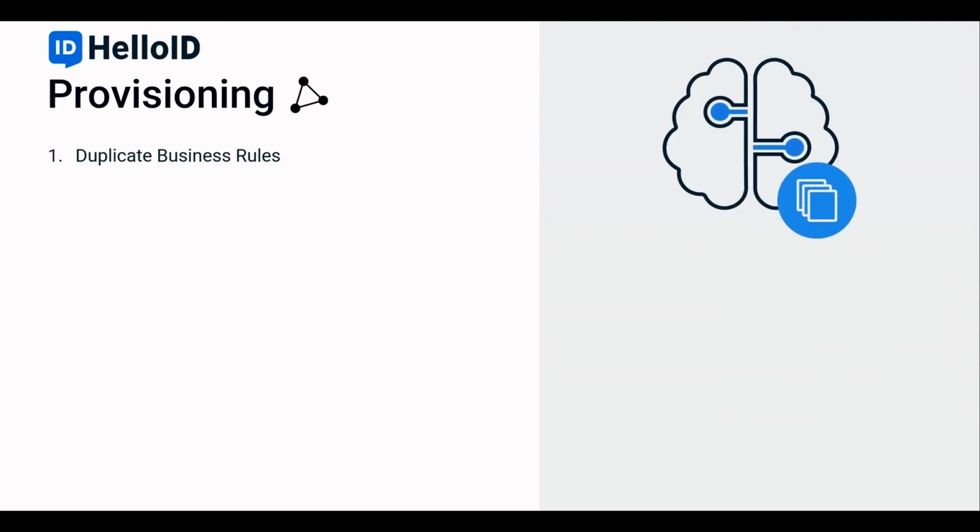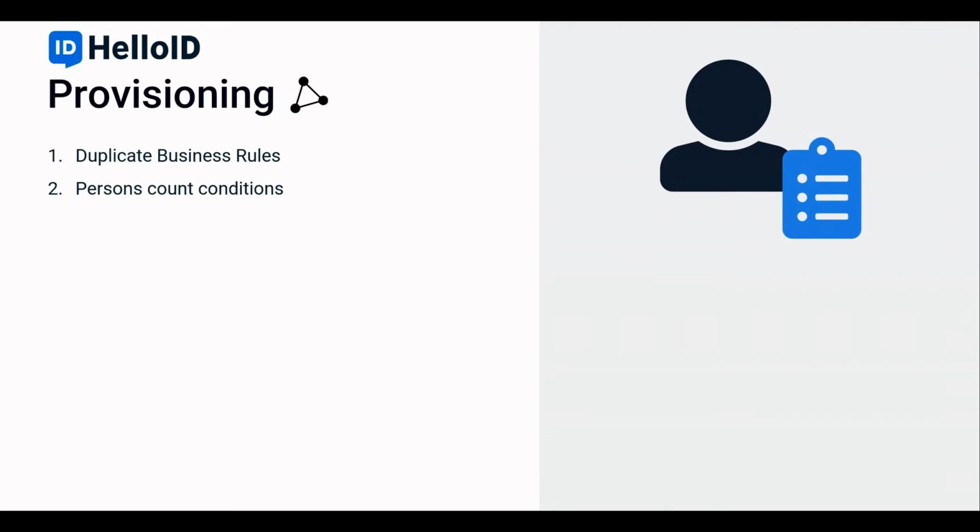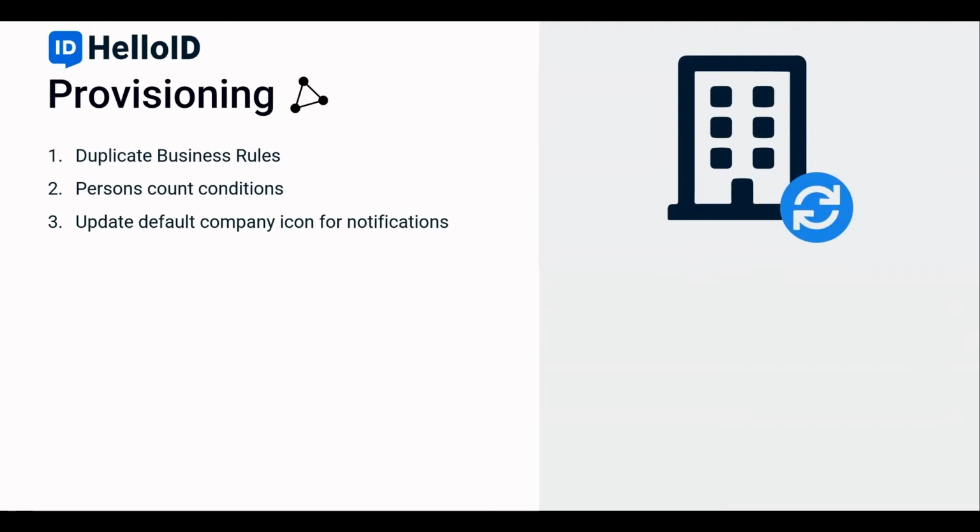First, duplicate business rules. With this new feature, we have introduced the possibility to easily copy or duplicate an existing business rule directly from the UI. Second, persons count conditions. For all the grid components that are being used in HelloID, we now have a summary counter available to show you the number of records that are being displayed inside a list. Third, update default company icon for notifications. We can now use a company icon inside the notification editor from the HelloID General Appearance settings to be used when sending an email notification.